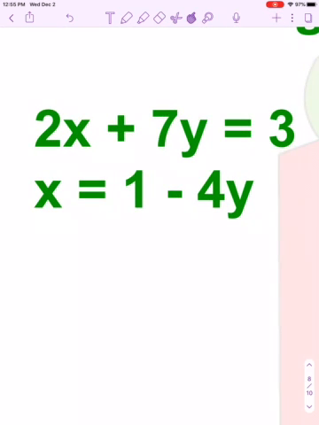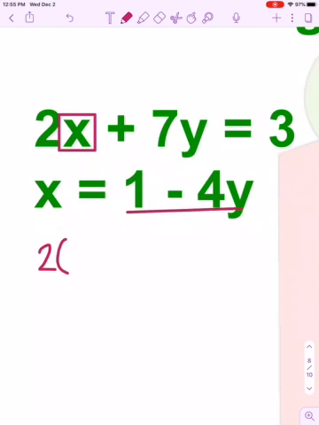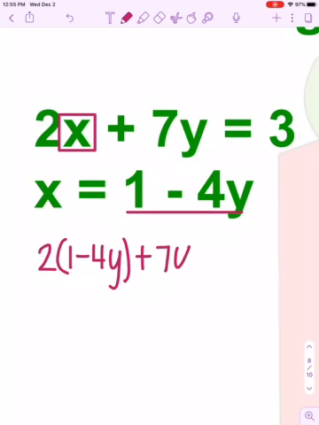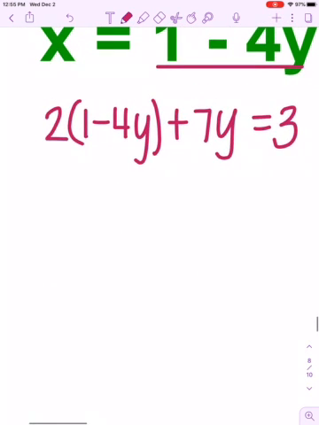Alright, in order to use substitution, you have to have an x equals or a y equals. Now we have the x in the second, because the second equation says x equals. If you know x in the second, you replace the x in the first. So I put a box around the x in the first because that's what's going to be replaced. So I'm going to rewrite it. So 2, I see an x, I stop, I put parentheses, and I plug in what I know x is. I know that x is 1 minus 4y, so that's what I'm plugging in. The rest of that top equation stays the same. So plus 7y equals 3.